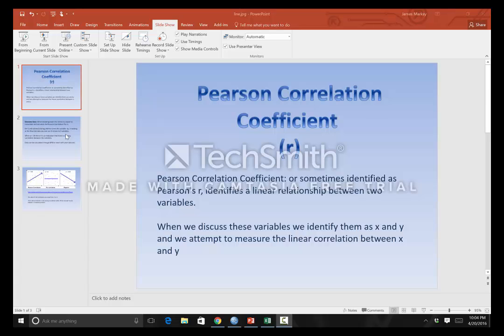I'm a doctoral student in the Educational Technology Department, and I will be talking about Pearson correlation coefficient. Pearson correlation coefficient, or sometimes identified as Pearson's R, identifies a linear relationship between two variables. When we discuss these variables, we identify them as x and y, and we attempt to measure the linear correlation between x and y.